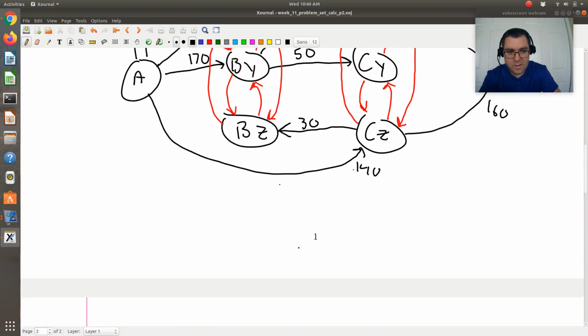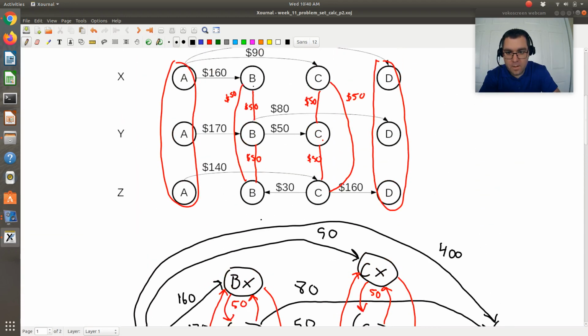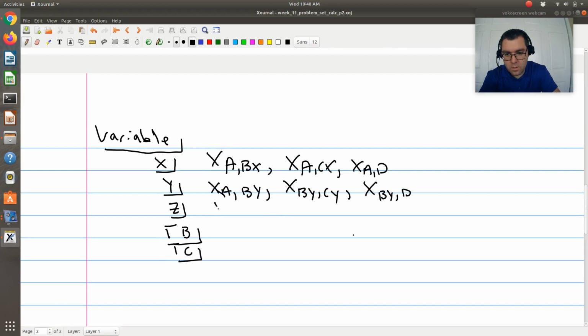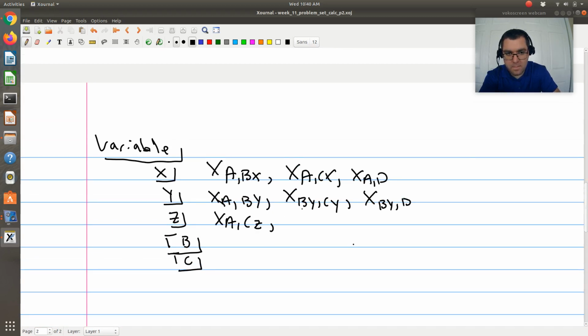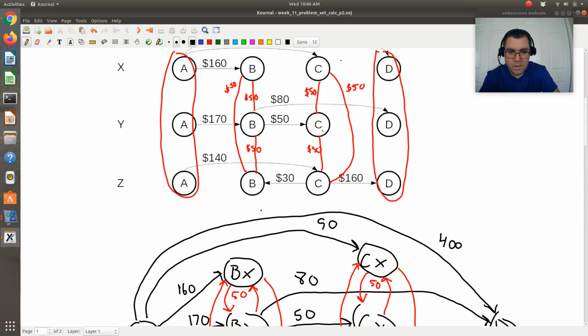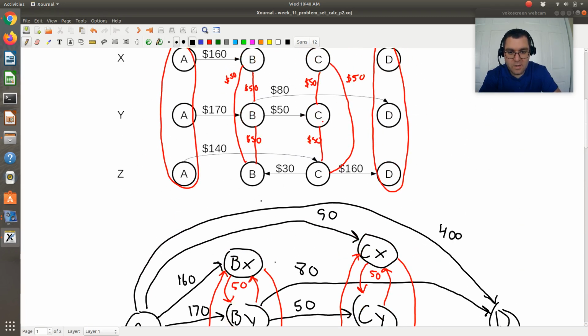Then on airline Z, we can go from A to C. Okay, A to C. Then we have C to B, and C to D.